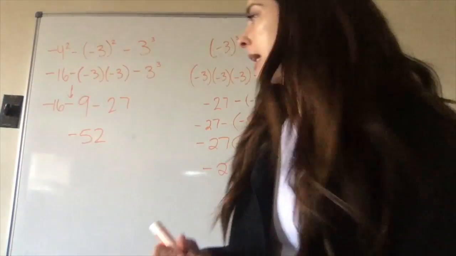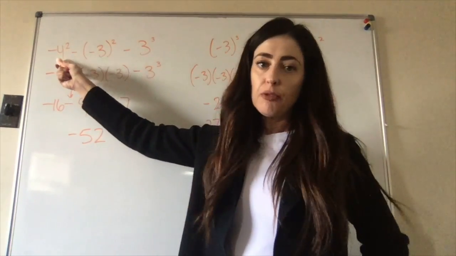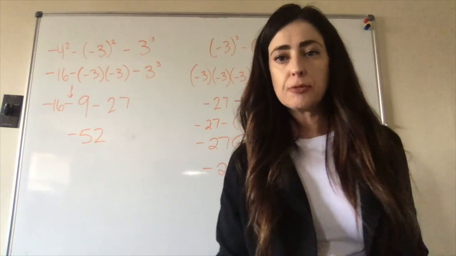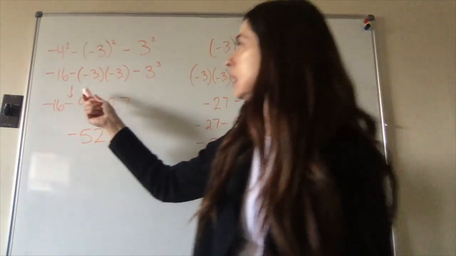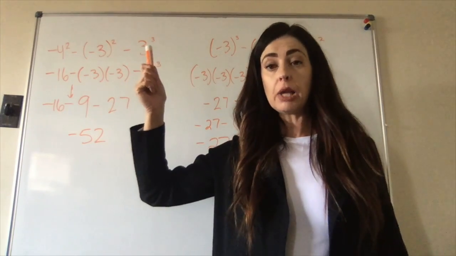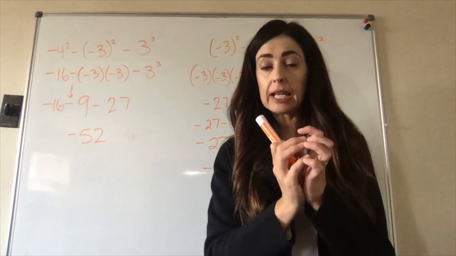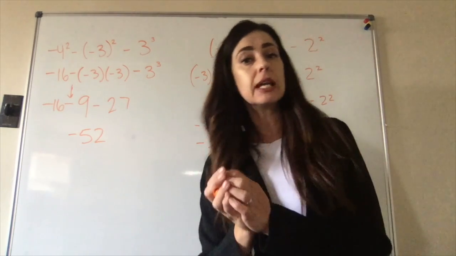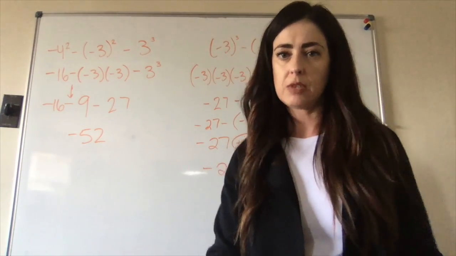So remember, negative 4 squared means the opposite of 4 squared, so it's going to be negative 16. When it's inside parentheses, the squared applies to the whole term of negative 3. So it means negative 3 times negative 3, which gives us a positive 9.